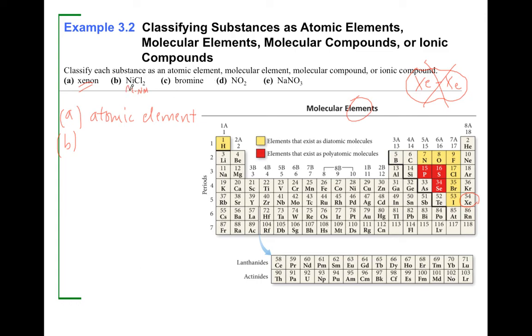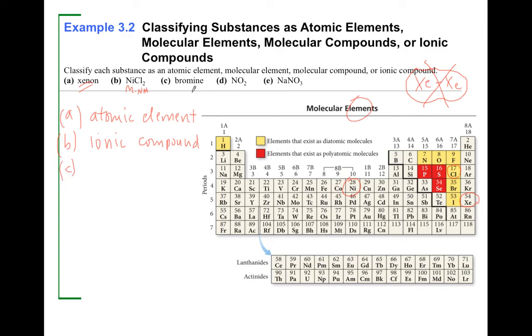Nickel is a metal because it's right here, right? And chlorine is not a metal because it's right here. See that? And so this is going to be an ionic compound, because I have a metal and a non-metal in it, right? That makes it ionic, guaranteed. It's that simple.